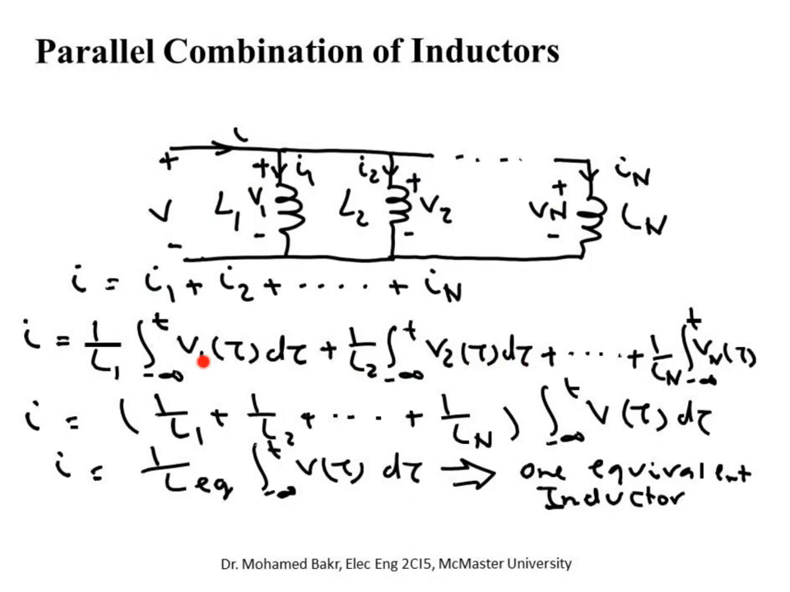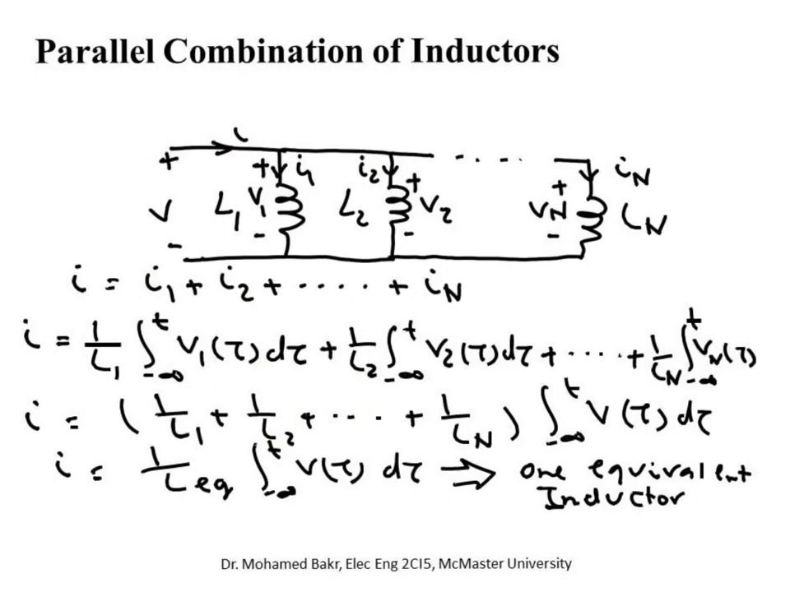But remember, all of them have the same voltage because V1 is equal to V2 up to Vn. They are connected in parallel. So we can take this term out. It's a common term. You can take it out, and I wrote it here as the integral from minus infinity to t of V of tau d tau. What is left inside the bracket is 1 over L1, 1 over L2, up to 1 over Ln.